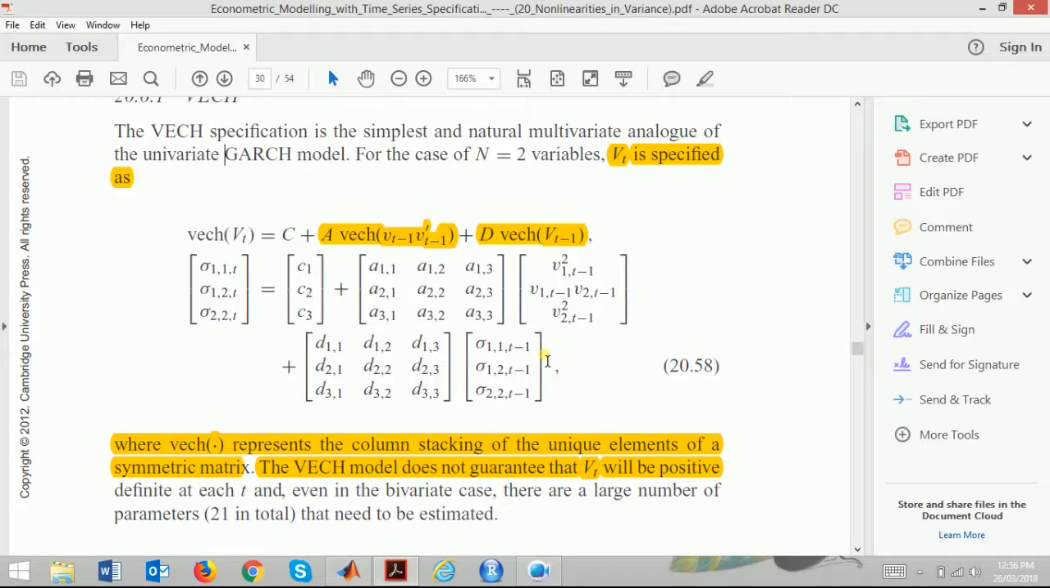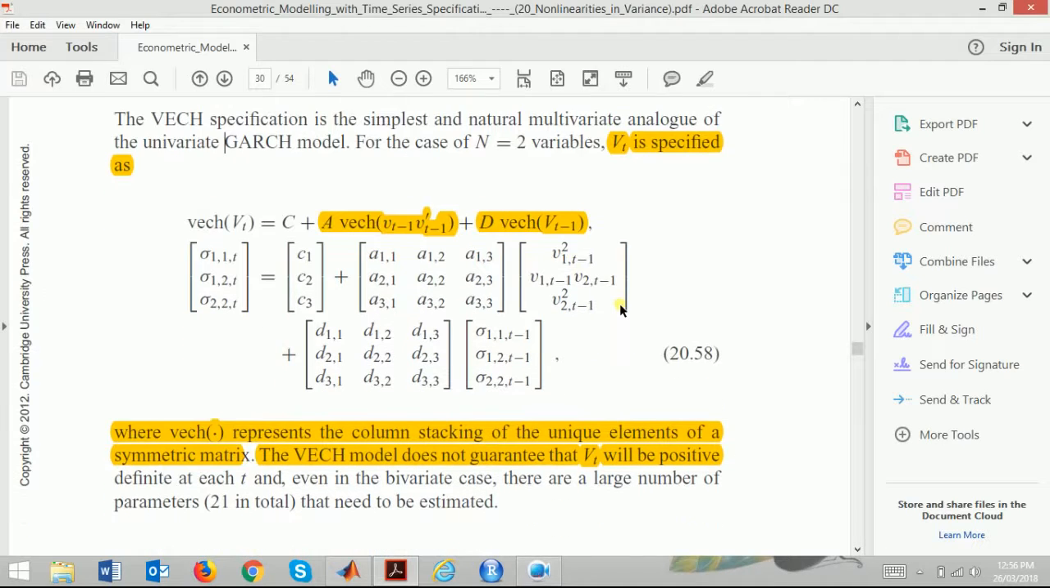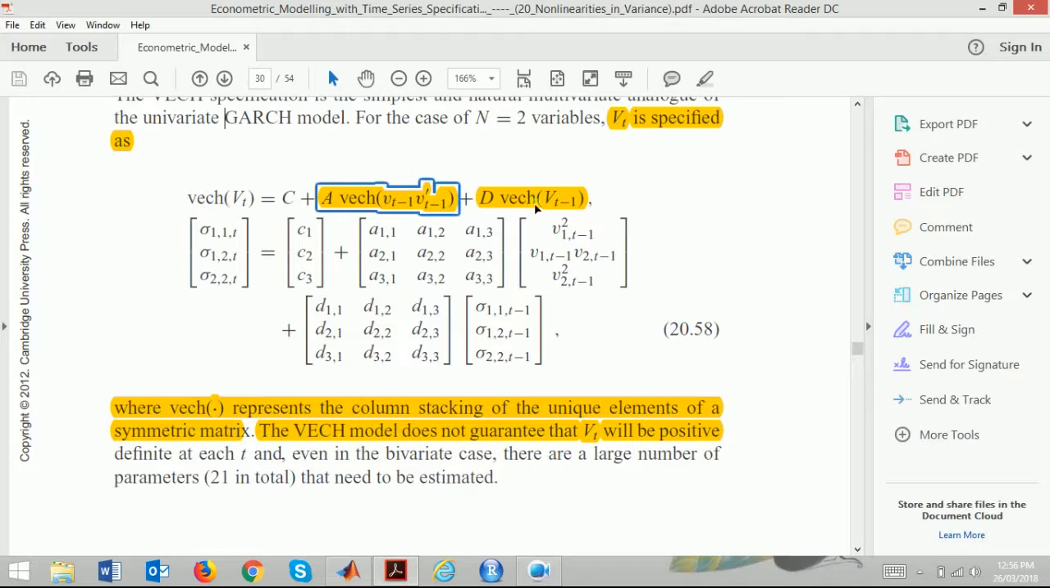In this particular example we will look into the BEKK model, but before that, just to revise the whole thing, we'll go through VEC very quickly. So if you have n equals 2 variables, VEC is a simple increase in dimension to include multiple variables. VEC is also GARCH, and in terms of two variables, this is the ARCH specification, which we already know, u squared t minus 1. This is the GARCH specification, which is the lag of this.